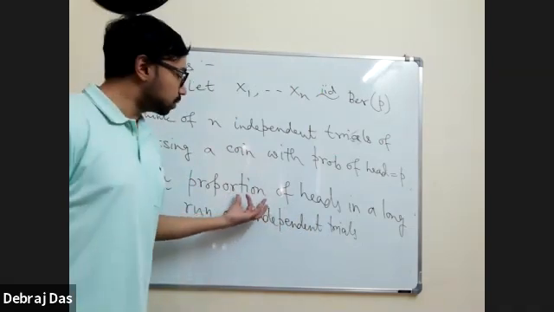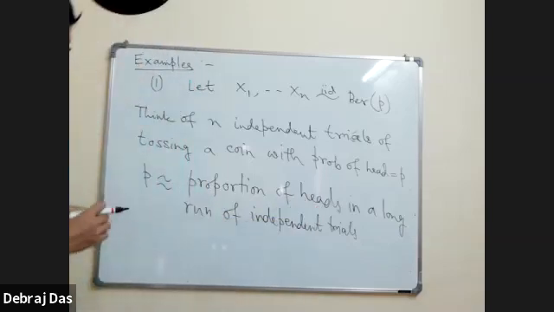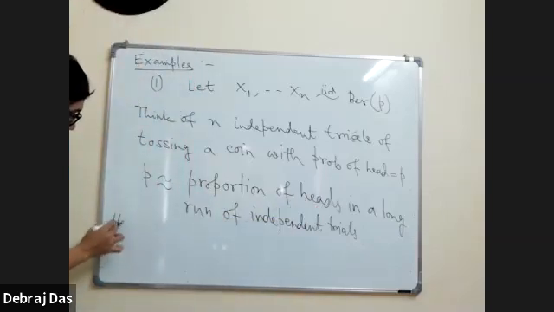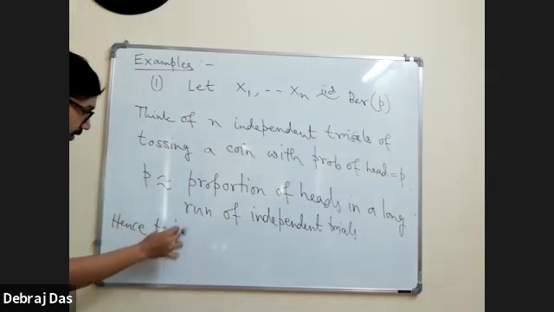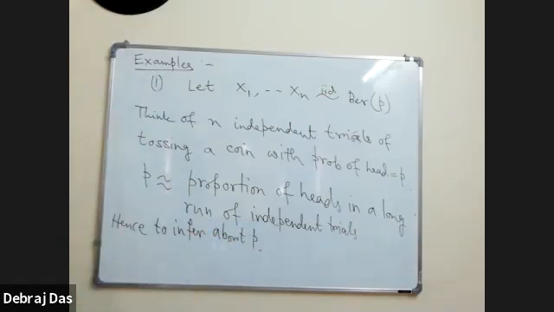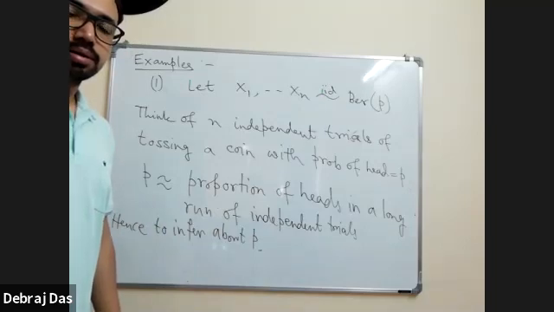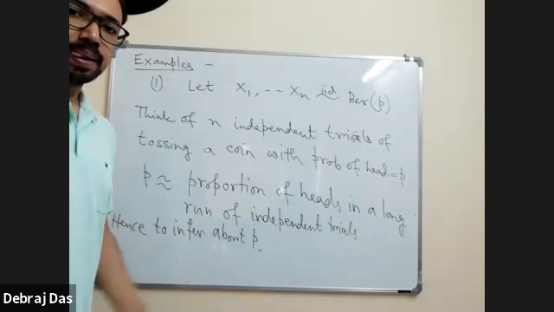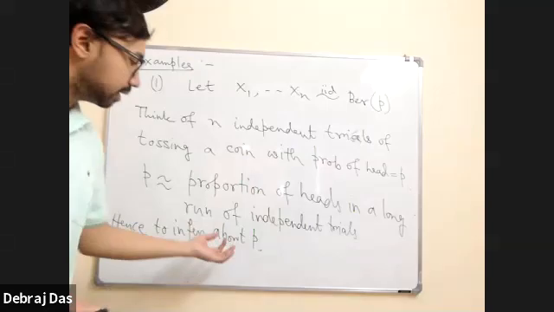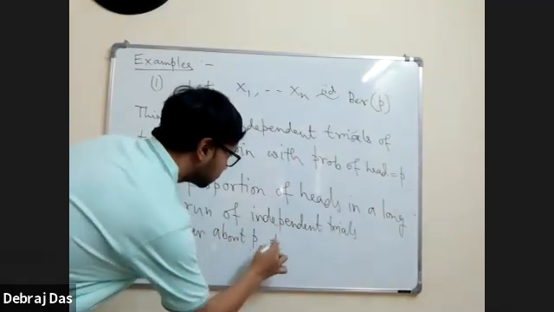So that means whenever you want to find the proportion of heads, what is important? Hence, to infer about P, what is the only important thing to find the proportion of heads? The frequency. Yeah, frequency. That means the important thing is simply the number of heads, the total number of heads, right?